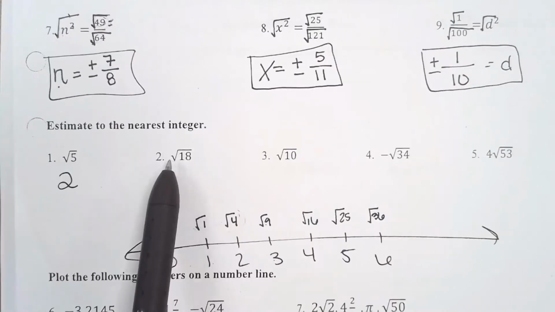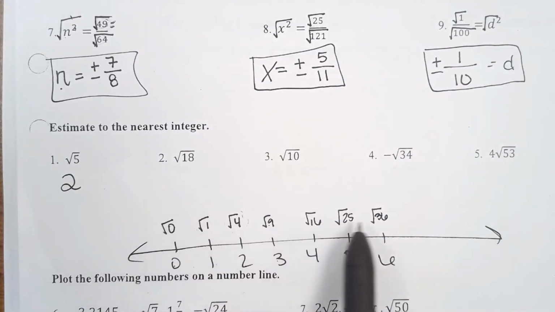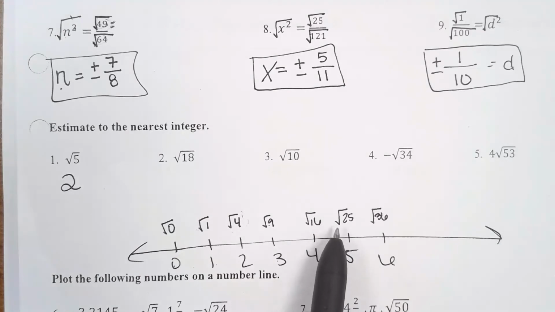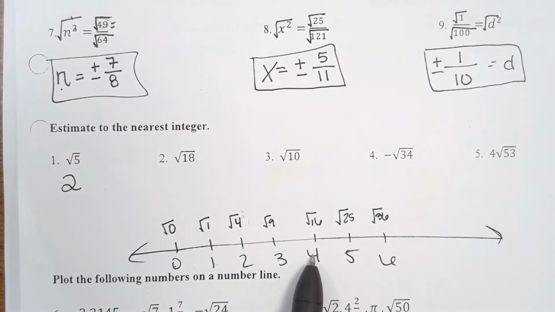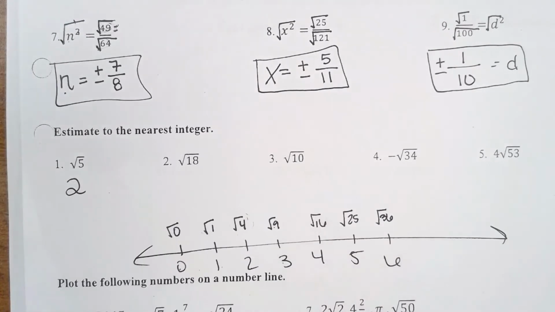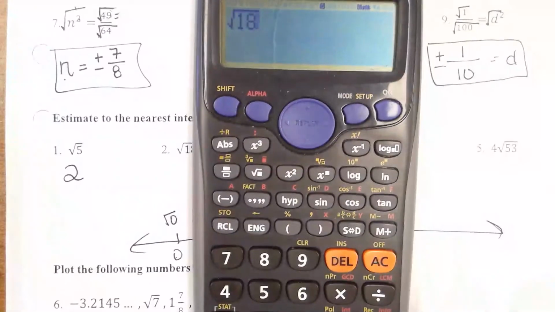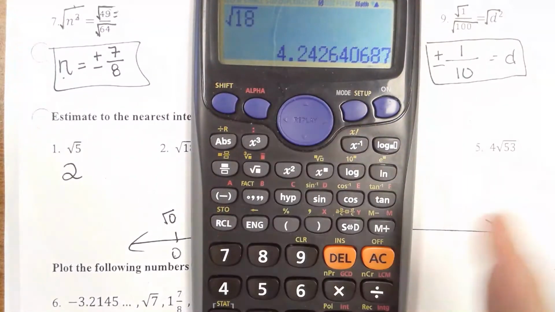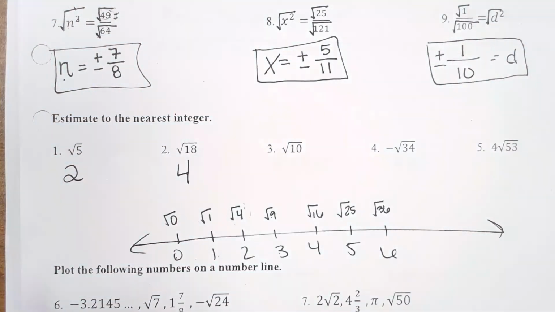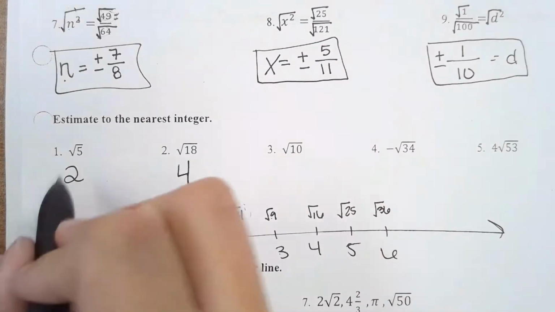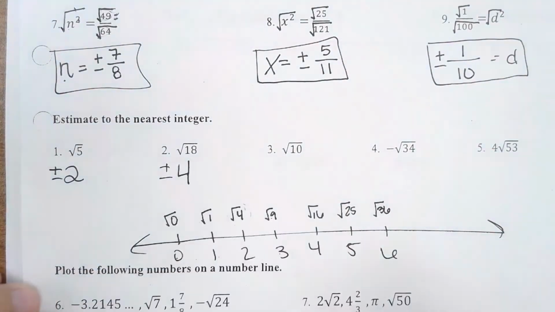So like, let's try the next one, square root of 18. Looking at my perfect squares, the square root of 18 would fall in between the square root of 16 and the square root of 25. And then the square root of 18 would be closer to the square root of 16. So if I were to round it to the nearest integer, I'm assuming that I would round it down to 4. So let's use our calculator and double check. I get 4.2, so like I said, if I round it, I would round down to 4. Oh, and I'm also forgetting my plus minus signs here. Sorry about that.